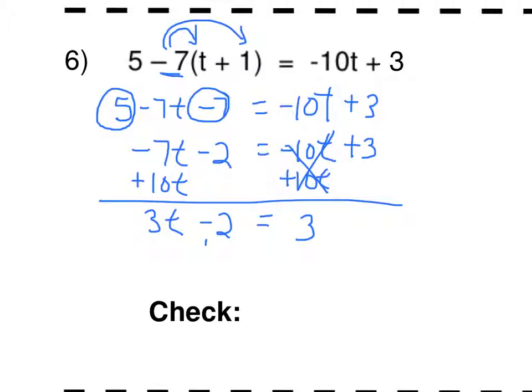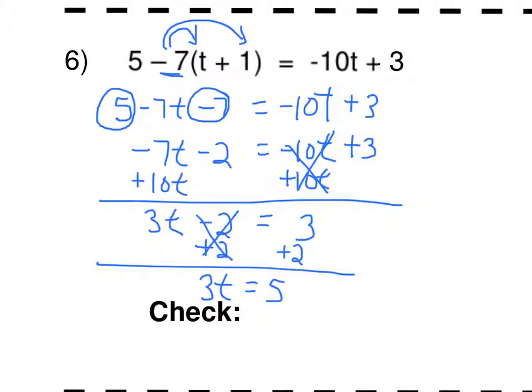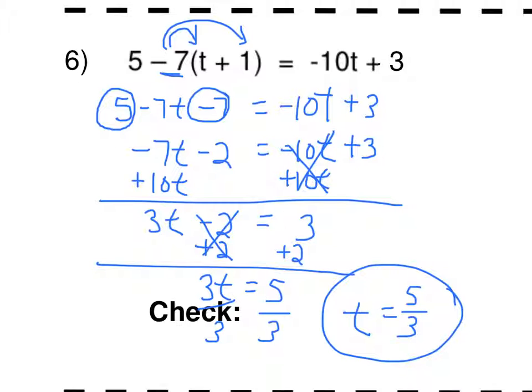Now I've got a simple equation. I'm going to add 2 to both sides. So this goes away and I get 3t is equal to 5. Then I divide both sides by 3 and t is equal to 5/3. Now this is a fraction. I can leave it in improper form. I'm kind of surprised, I hope I did this correctly because we don't always get fractions as answers, but it's okay if you get a fraction. You can leave it as 5/3 or you can do 1 2/3, either way.